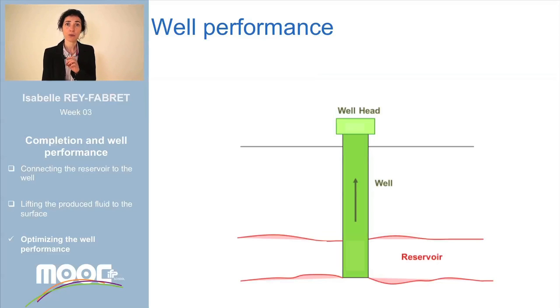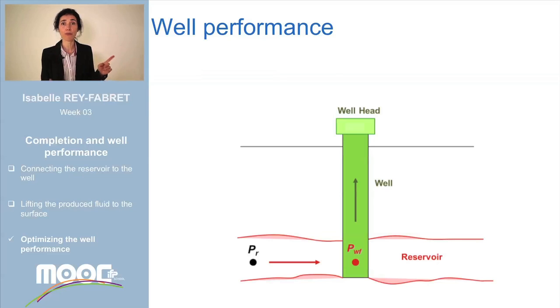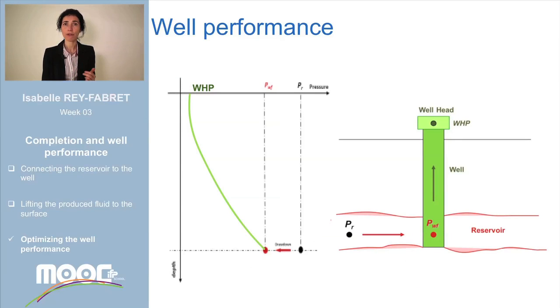Let's look at the way followed by the fluid from the end of this area up to the wellhead. It starts moving to the bottom of the well due to the drawdown, which is the difference of pressure between the reservoir pressure and the flowing bottom hole pressure. Then, the fluid flows up to the surface through the tubing. It is lifted due to the difference of pressure between the wellhead and the bottom hole. Here is a graph representing the pressure as a function of depth.